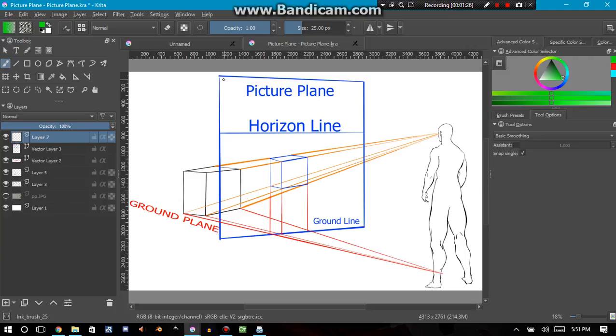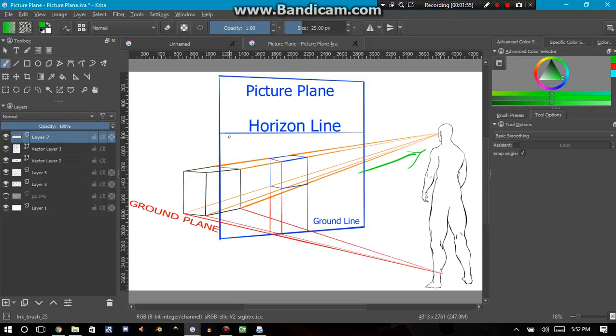Now, the picture plane is basically everything that you're going to be drawing on your picture. And the picture plane can be pretty much any size you want. I mean, it could be this small, it could be as big as this right here. It's represented as a rectangle, but this side can go on forever, this side can go on forever, and so can this side. Even this side, really.